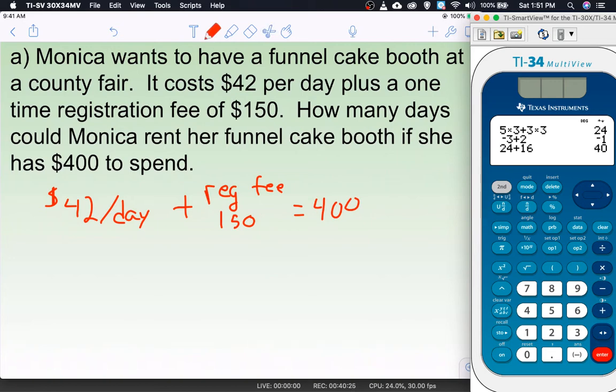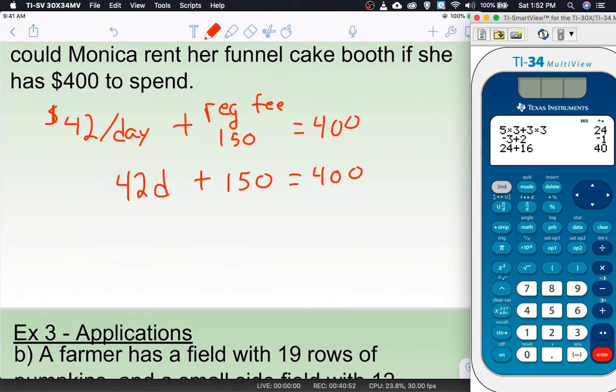So I'm going to translate this into my final equation. So $42 a day means $42 times the number of days, plus your registration fee of $150. And we're going to keep going until we've used up all $400. We got ourselves an equation. That's a two-step equation that we know how to solve. We did this earlier in the lesson.